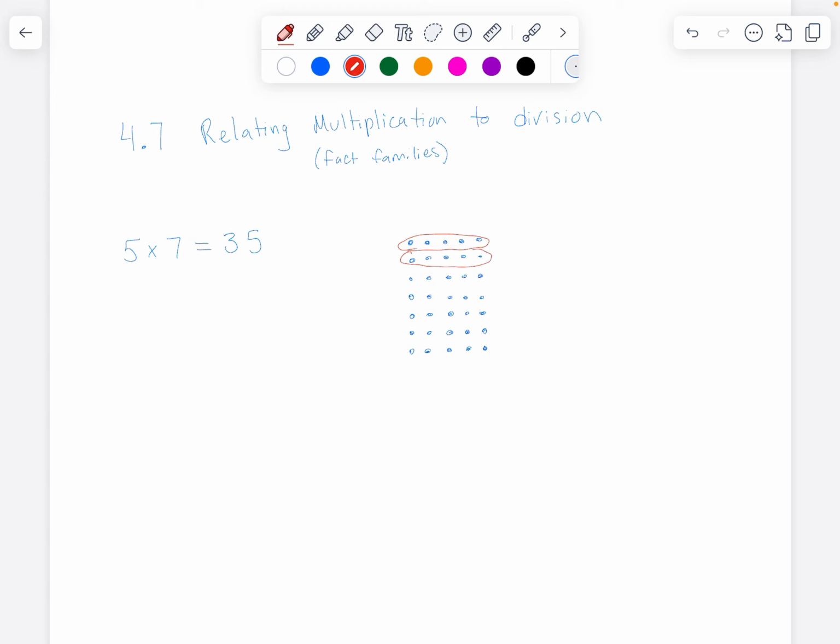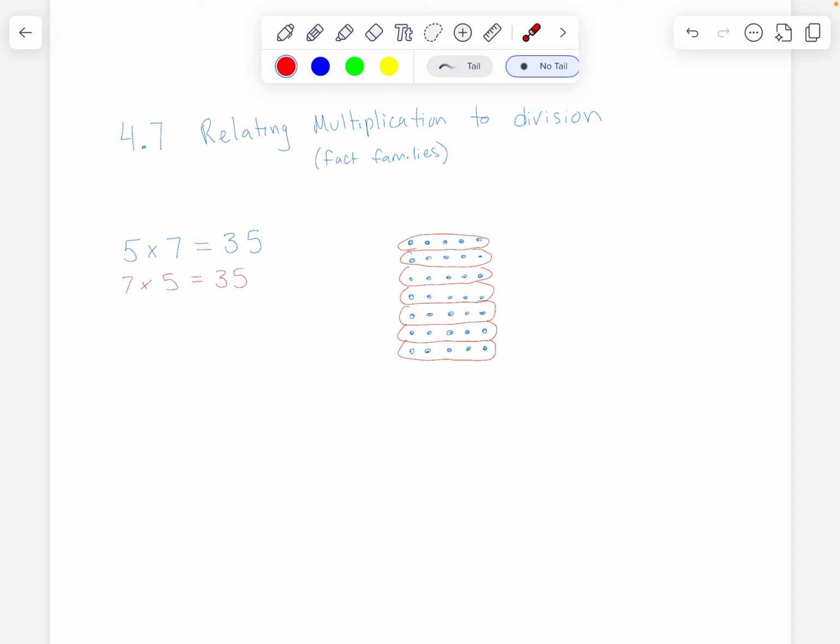This isn't 5 groups of 7 anymore. What is this? Think in your mind. Okay, so if I look at this, in each group there's 1, 2, 3, 4, 5, and I have 1, 2, 3, 4, 5, 6, 7 groups. So I could actually think of this as 7 groups of 5. Now the total is still going to be 35, right? If I count by sevens, 7, 14, 21, 28, 35. Or if I count by fives, 5, 10, 15, 20, 25, 30, 35, I get the same thing.